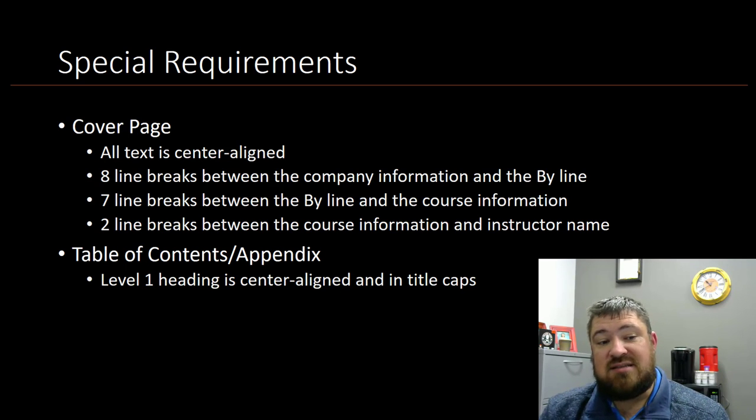For the table of contents and the appendix, the level 1 heading where it says table of contents or appendix should be center aligned and in title caps. So for table of contents, the letter T in table and C in contents will be capitalized. The A in appendix will be capitalized for the appendix page. Now we're going to take a few moments and step through setting up the document in real time within Microsoft Word 2016 so that you can see exactly how it's done and get ready to start preparing your report.